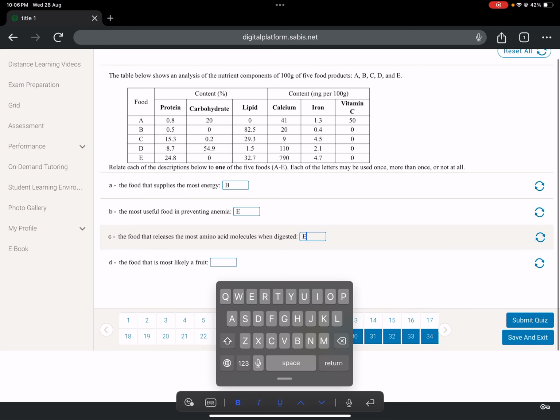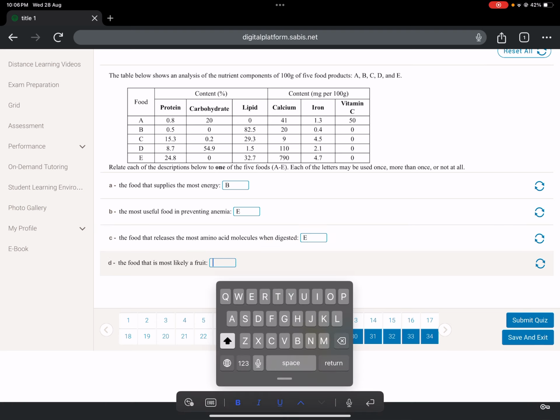Now finally, the food that is most likely going to be a fruit. Remember, fruits have a high level of carbohydrates, but they also have a high level of vitamins. So we're going to check not only carbohydrates, but we're also going to look at our vitamins. So that's why we're going to choose A and not D.